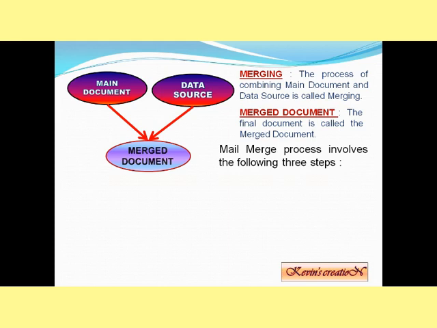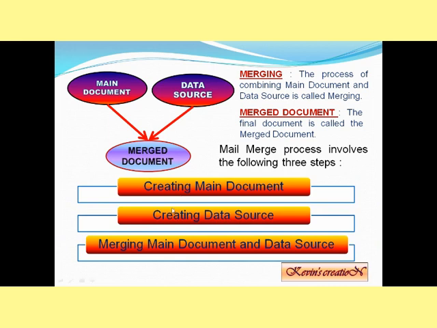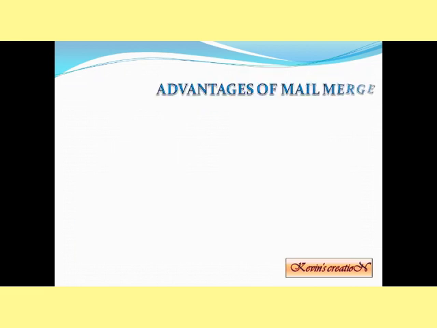Mail merge process has 3 steps. First, if we want to mail merge, we have to create a main document. That means you have to type the letter or the text which you want to send to everyone. Then you have to create the data source. This is a file where we keep or save all the addresses, names, etc. And the third step will be to combine this main document and data source, that is called merging. So the mail merge process involves these 3 steps: creating the main document, creating the data source, and ultimately merging the main document and data source.